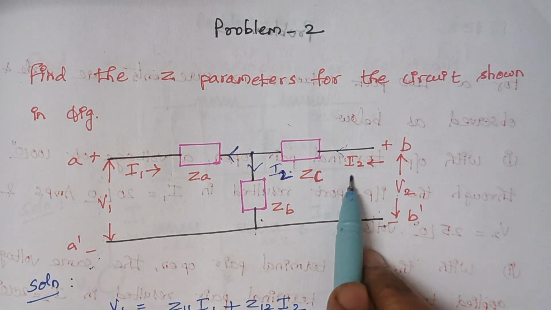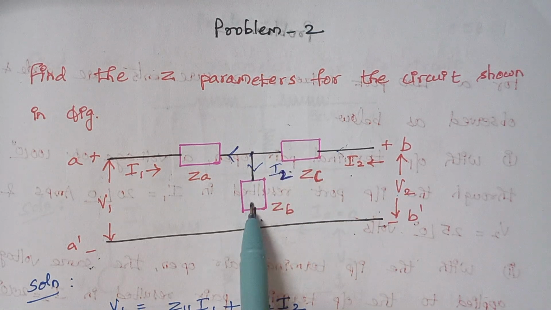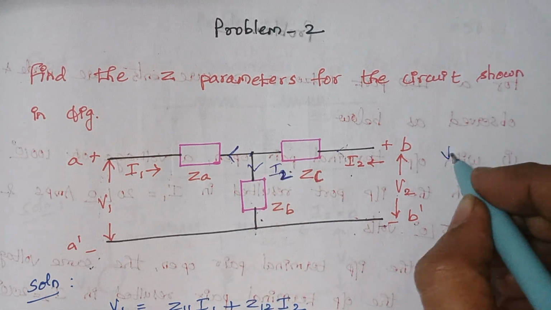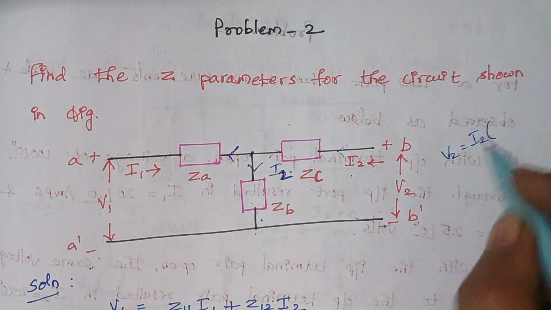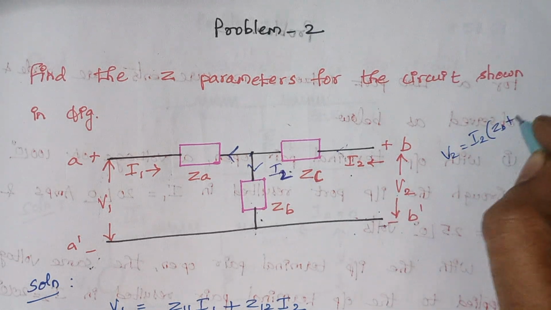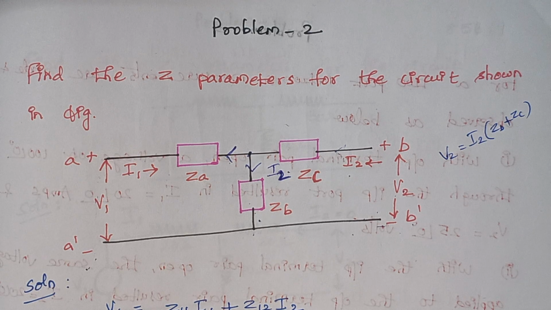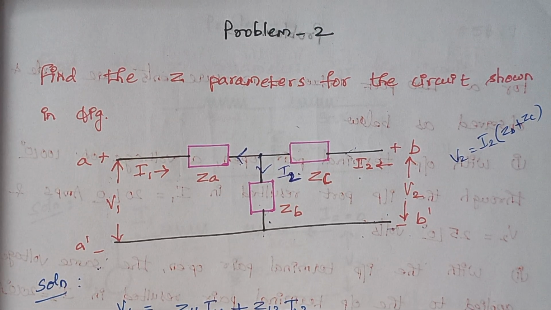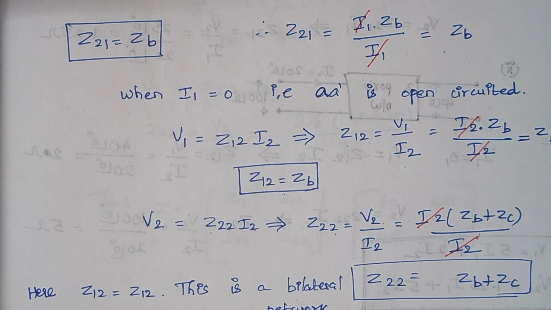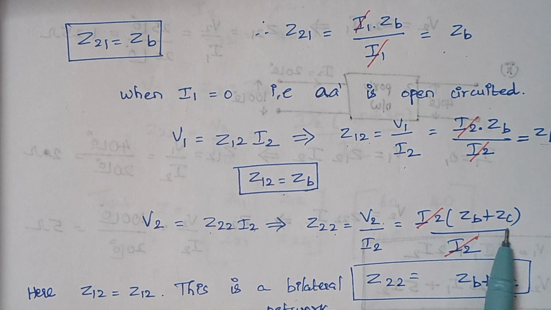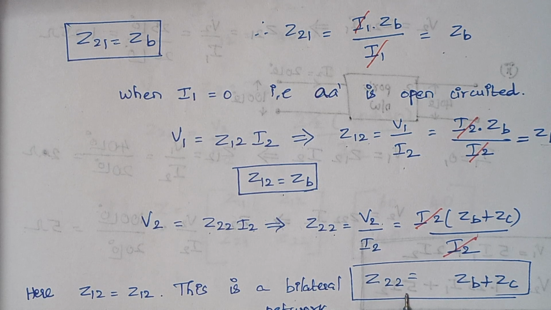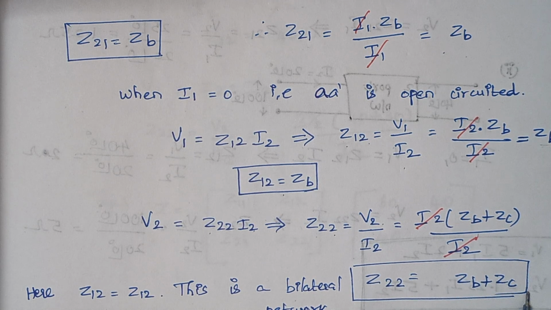V2 is nothing but I2 into the impedance here, where these two impedances are in series. So here V2 is given by I2 into the value of impedance, which is ZB plus ZC. Right? Now we are going to substitute this value in the place of V2. So in the place of V2, I have substituted I2 into ZB plus ZC. Now these I2 get cancelled, and finally Z22 is given by ZB plus ZC.